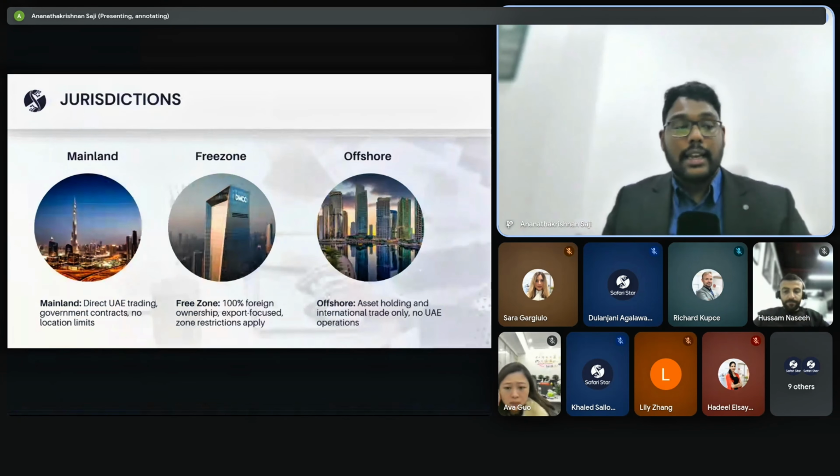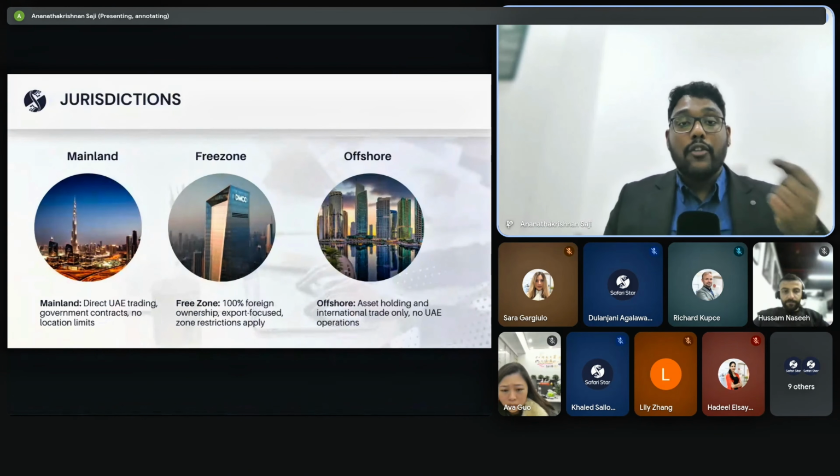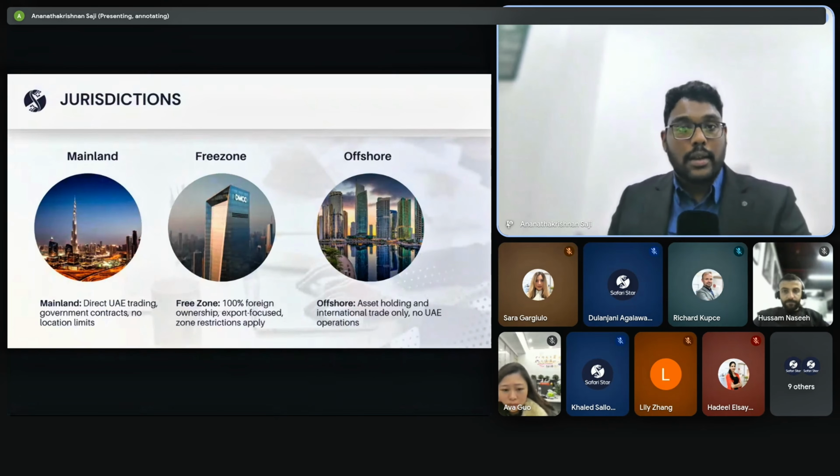But in terms of trading, let's say I'm into trading of stationery items. In that case, I will have to deal with mainland customers. So I have two options. I have to open a mainland license, or I have to find a third-party logistics operator who can operate in mainland. So understanding these requirements is very important.